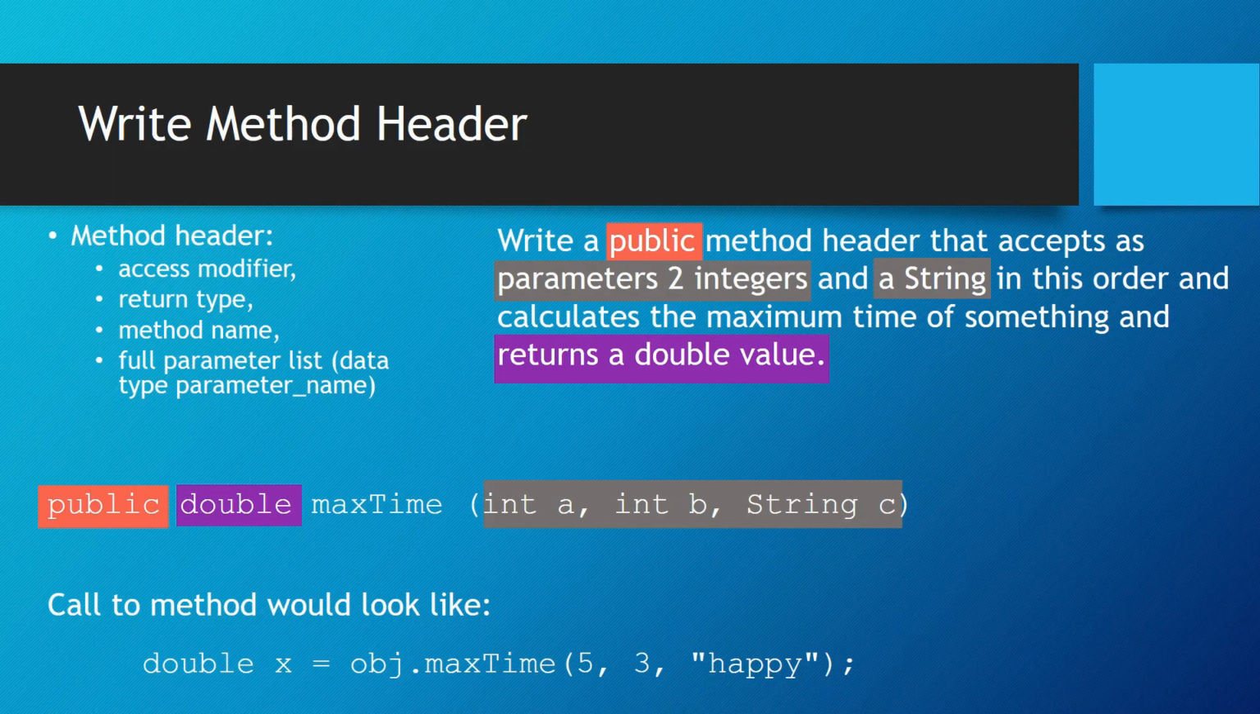Here we have substituted obj for the object reference. So obj.maxTime and then the parameters. 5, which would be the first integer that would map to a, 3, which is the second integer that maps to b, and "happy", a string that would map to c.